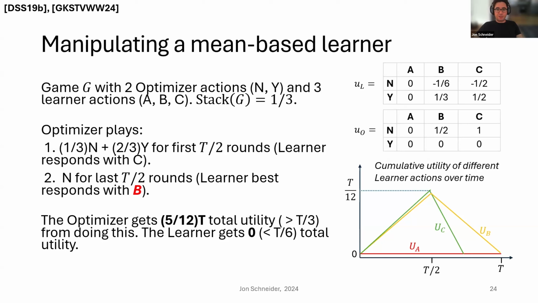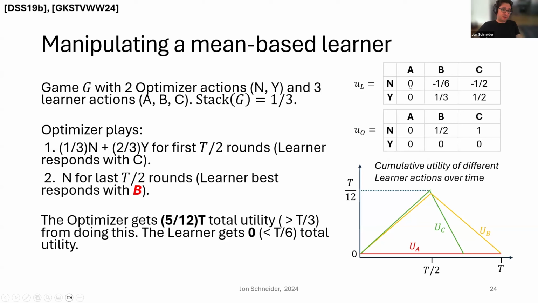And you'll see that action N gives the optimizer a lot of utility if the learner plays B or C, but it's actually bad for the learner. The learner gets negative utility if the optimizer plays action N and they play B or C. So now you can ask, what's going on here? Why is the learner best responding with action B instead of action A?